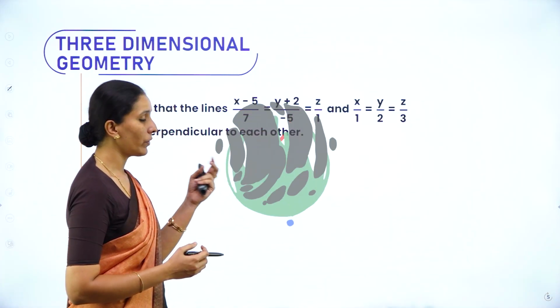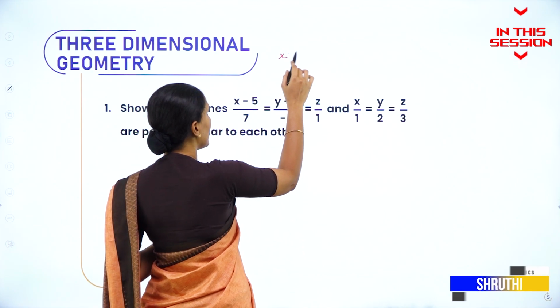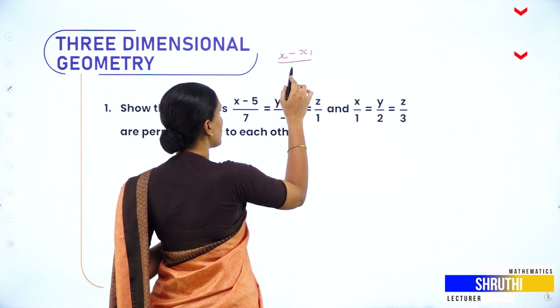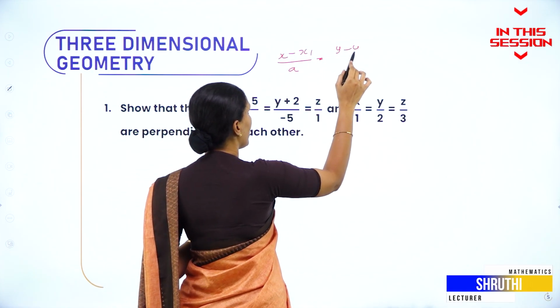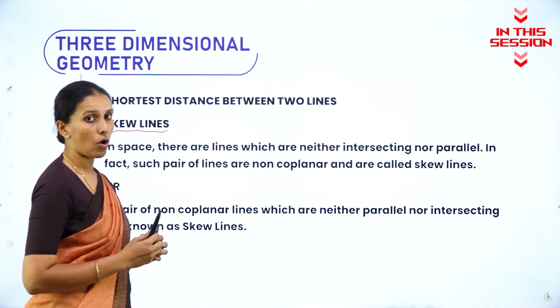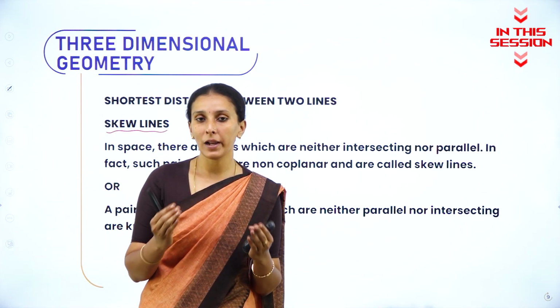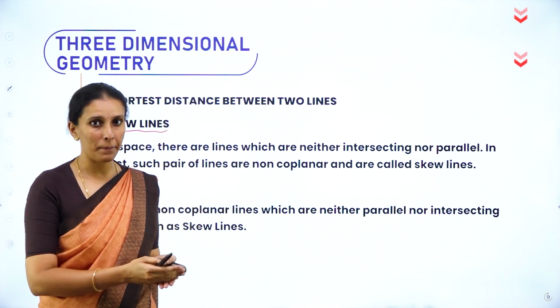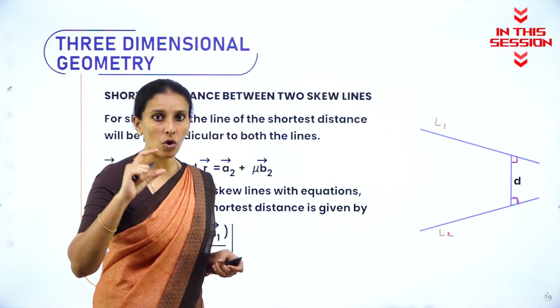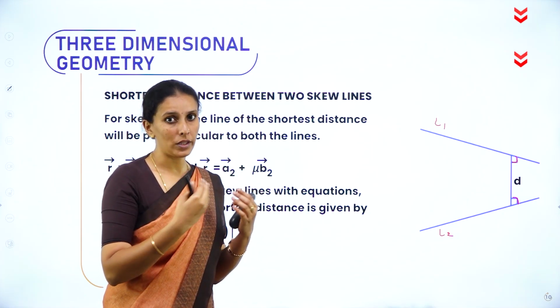Whenever the Cartesian equation of a straight line is given, you should always observe whether it is in the standard form of x minus x1 by a, y minus y1 by b, and z minus z1 by c. Skew lines are lines which are not coplanar. We know that coplanar means lying on the same plane. The distance between them is always the line which is perpendicular to both the lines.